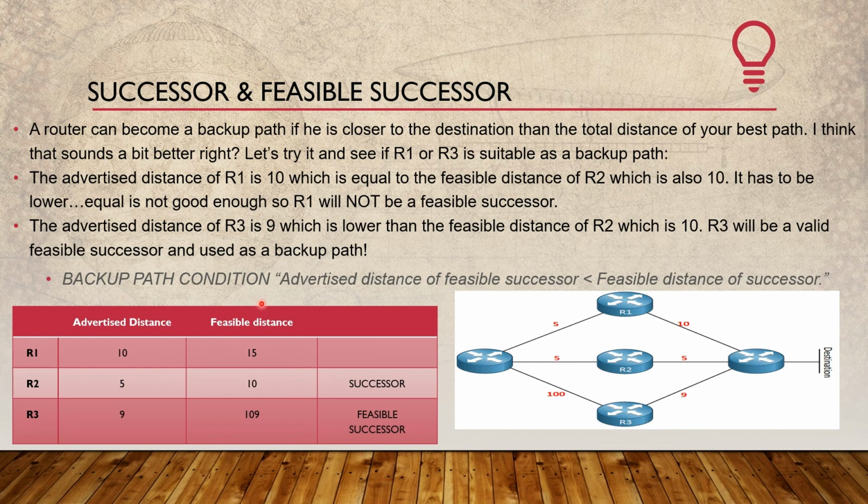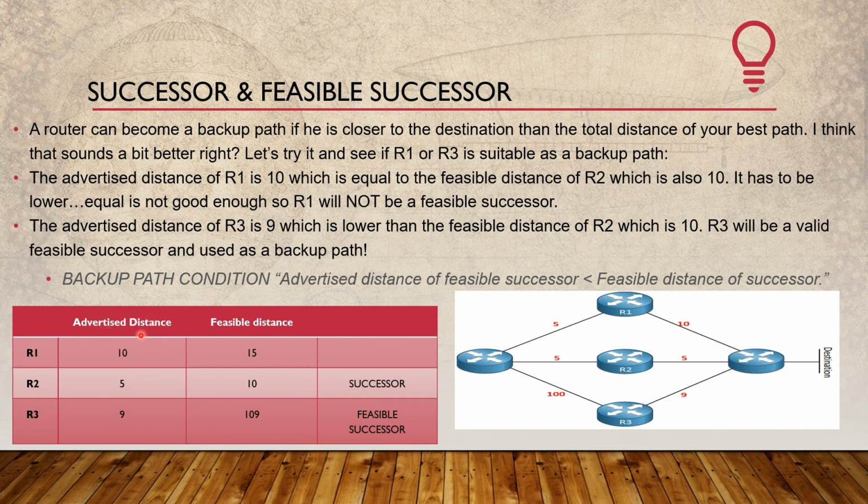We have the backup path condition. The advertised distance of the feasible successor should be lesser than the feasible distance of the successor. The advertised distance of R1 is 10, which is equal to the feasible distance of R2, which is also 10. It has to be lower, but here it's equal. It's not good enough as per the backup path condition. So R1 will not be a feasible successor. Why? Because it's equal. Equal means it is not a feasible backup path condition. As per the backup path condition, it should be lesser than.